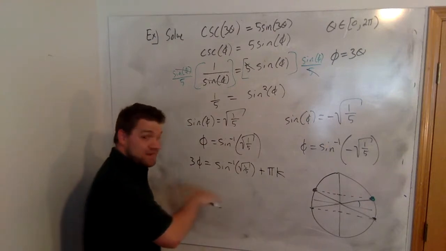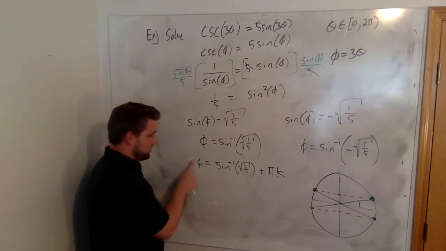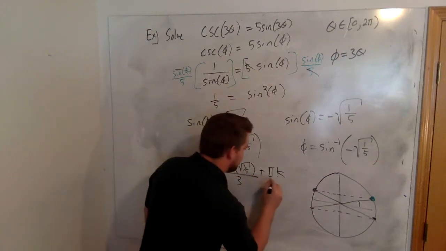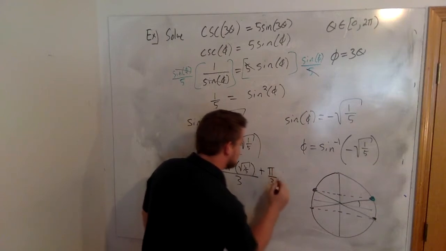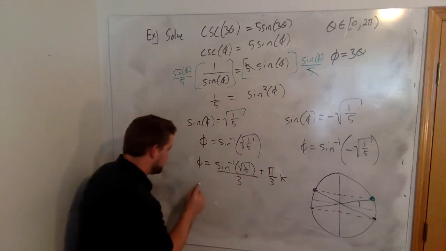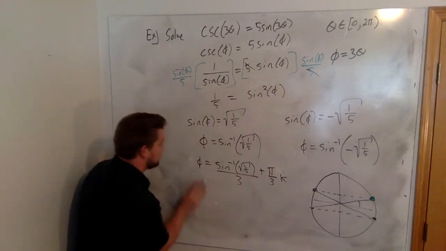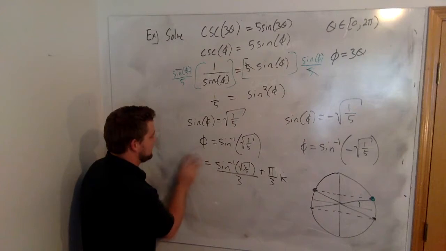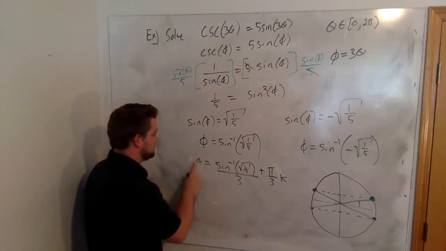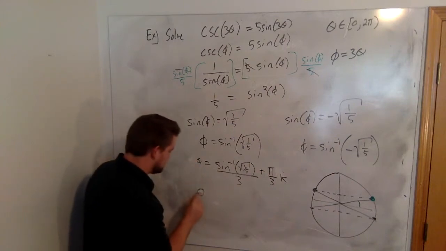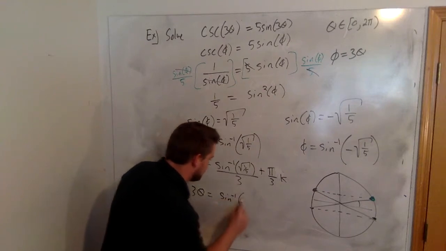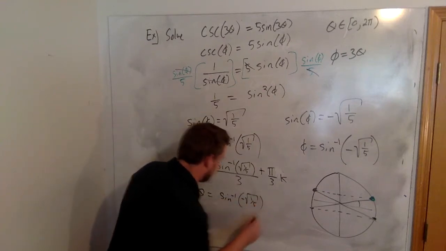So if we divide everything by 3, we're going to get sine inverse of root 1/5 all over 3 plus pi over 3 k. Okay. Similarly, if I'm looking right here, we're going to get that. So I should have a theta here. Phi was 3 theta, and I divided everything by 1/3, so here's theta. But theta could also be, 3 theta could be sine inverse of negative square root of 1/5.